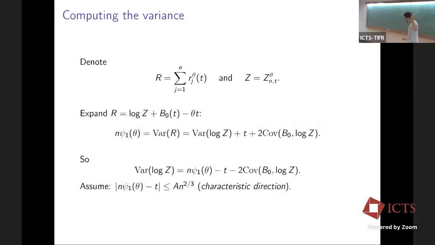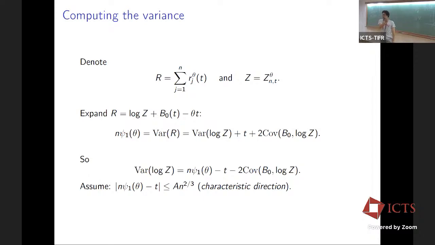And the first step is what Martin did: write log of Z as R, that's the sum of IIDs, plus a Brownian motion minus theta t. The theta t we can forget because we're going to be centering. We take the variance. On the left side, I have the variance of R, the variance of the sum of IIDs, so that's n times psi 1 of theta. And that's equal to the variance of log Z, plus t, that's the variance of the Brownian motion, plus twice the covariance between the Brownian motion and the log Z. And that term, that's the term we need to understand.